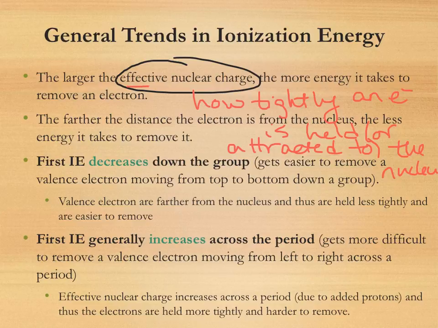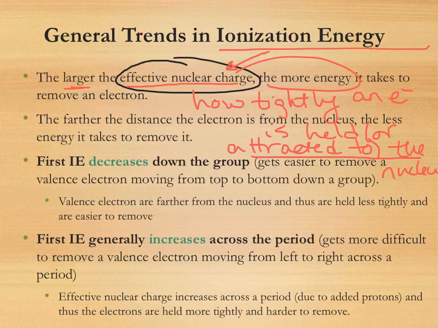So effective nuclear charge, again, is how tightly an electron is held or how attracted it is to the nucleus. And so the larger the effective nuclear charge, the stronger the attraction between the electron and nucleus, the more energy it will take to remove an electron. So you can really explain all of the trends we're getting ready to talk about in ionization energy if you understand effective nuclear charge.